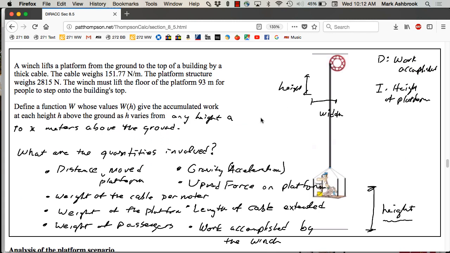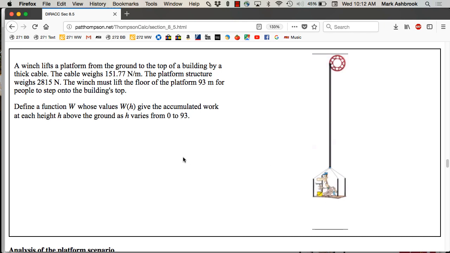So what do we come up with here? If we're going to try to build the work accomplished as a function of height, what's going to be a strategy? What are we going to need here? So just talking strategy. Okay, so force over the distance traveled. So can you be more specific? So we want work as a function of height.